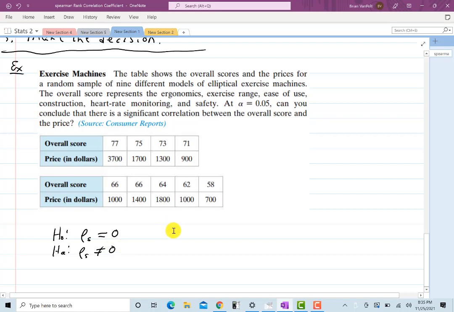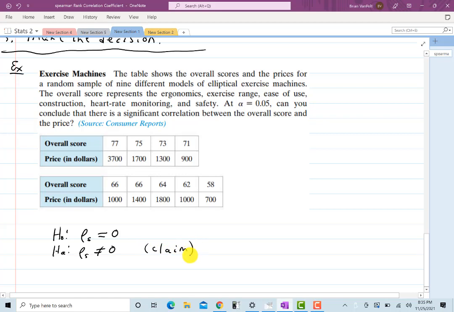So let's take a look at the problem here, and it says, can you conclude that there is a significant correlation between the overall score and the price? Is there a correlation? That means this second one is the claim.